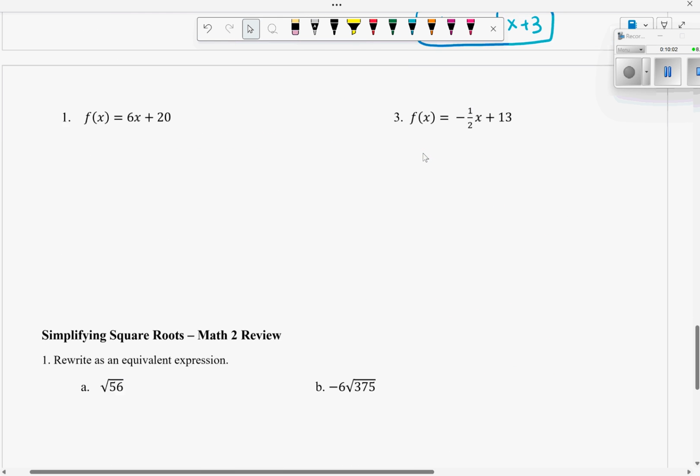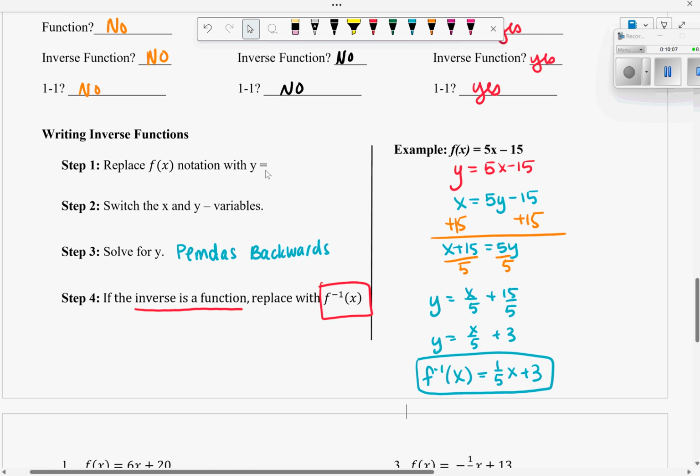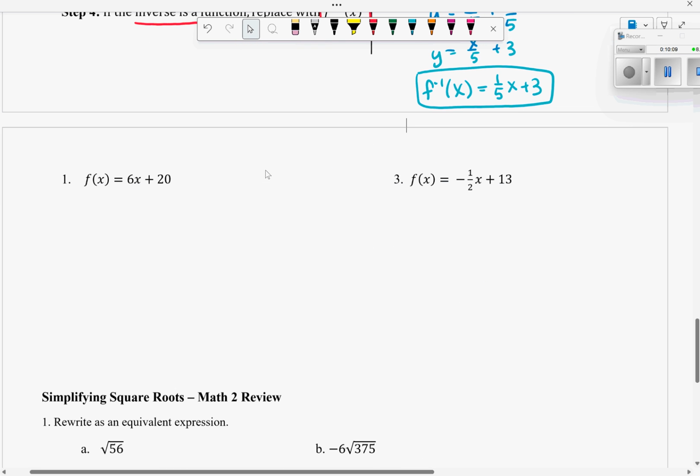So why don't you go ahead and pause the video and see if you can do 1. It was supposed to say 2 and 3, but it says 1 and 3, but that's okay. So let's just say 1 and 2 here. Go ahead and do problems 1 and 2.